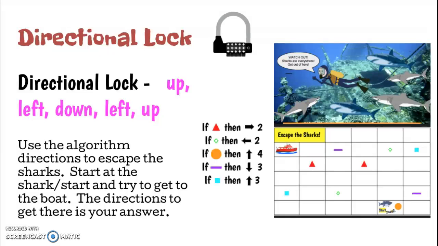For the directional lock, which will be laid on a table, the algorithm directions are given to get from the shark all the way back to the boat so they can get away safely. For those directions, up, left, down, left, up.